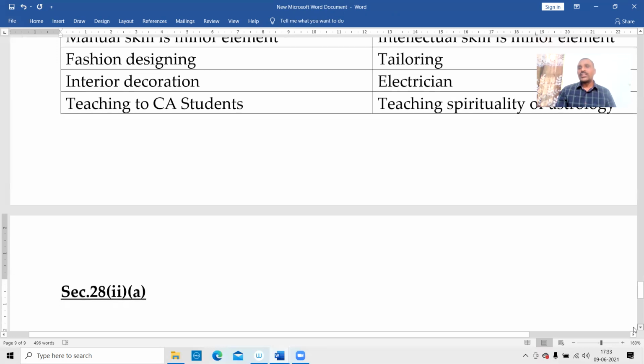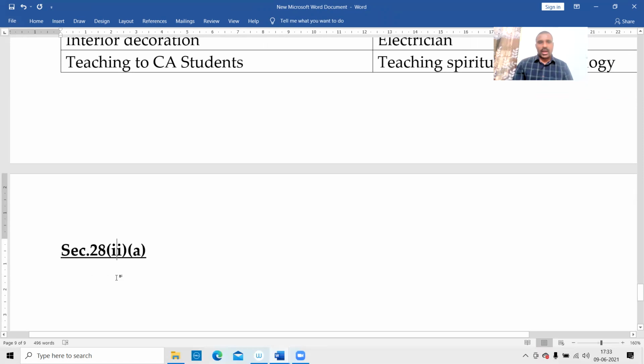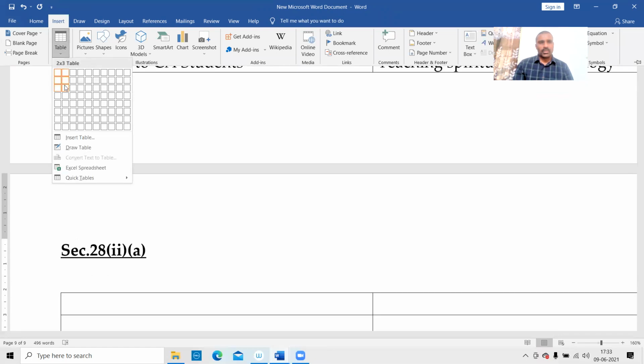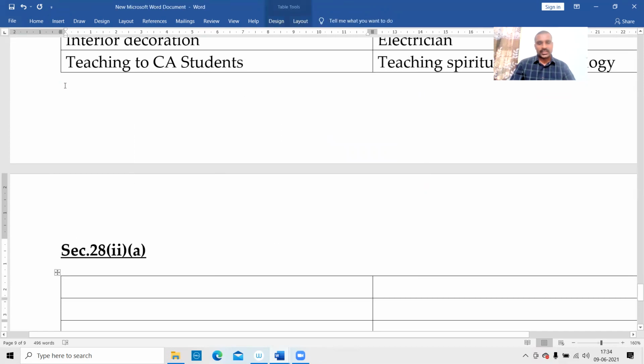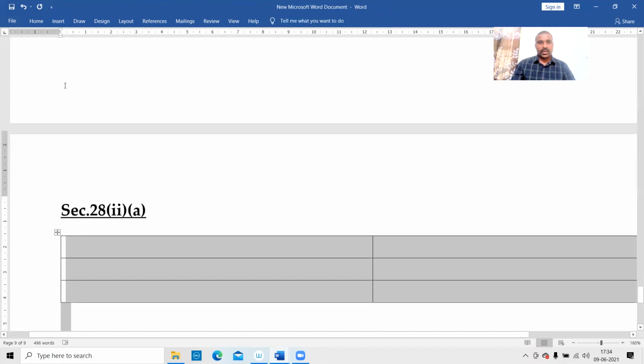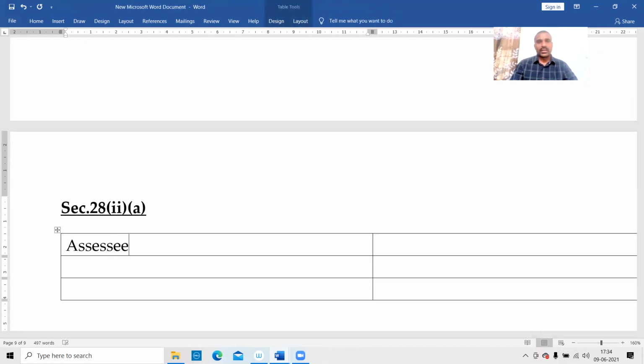So here, what is the job of the assessee? The job of the assessee is managing the affairs of an Indian company. For your understanding, I'll put it in a tabular format: assessee's role, job or function. I should say assessee's work. What is the work of the assessee?